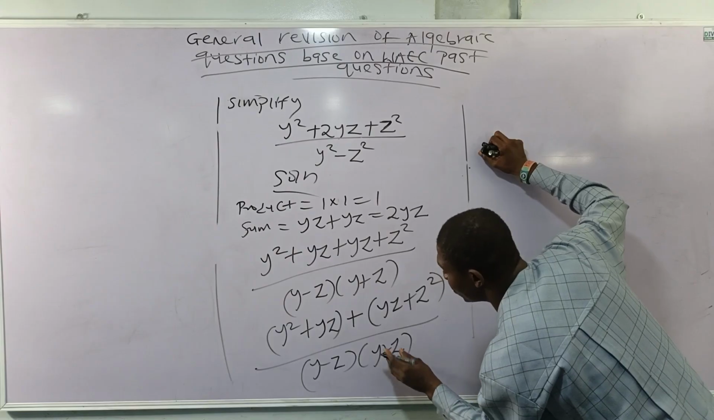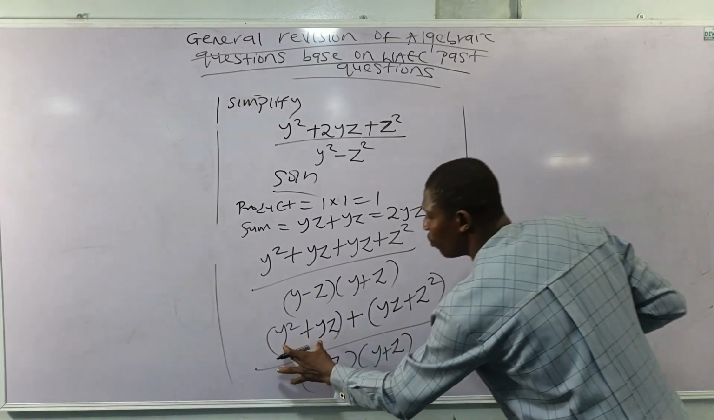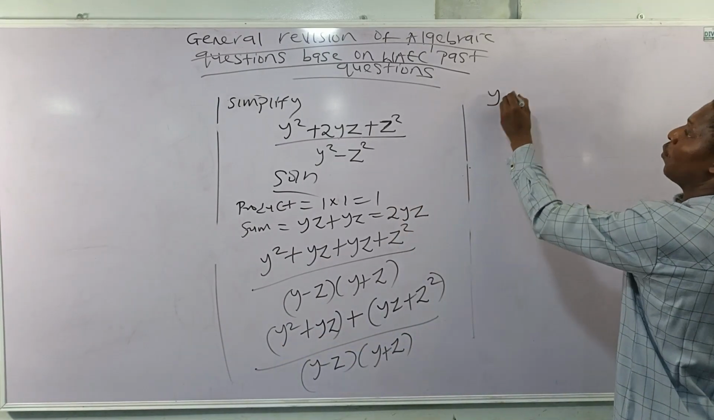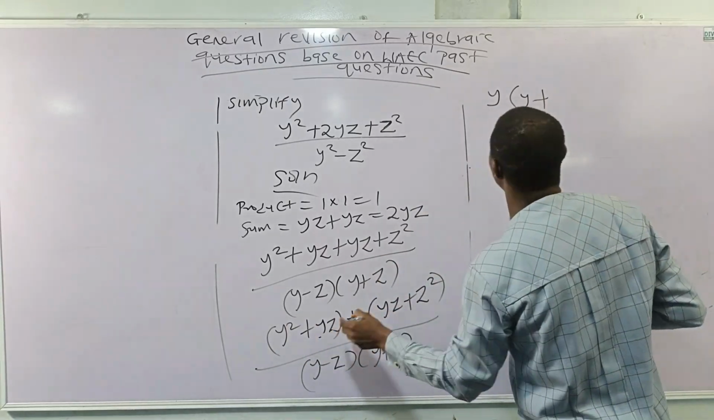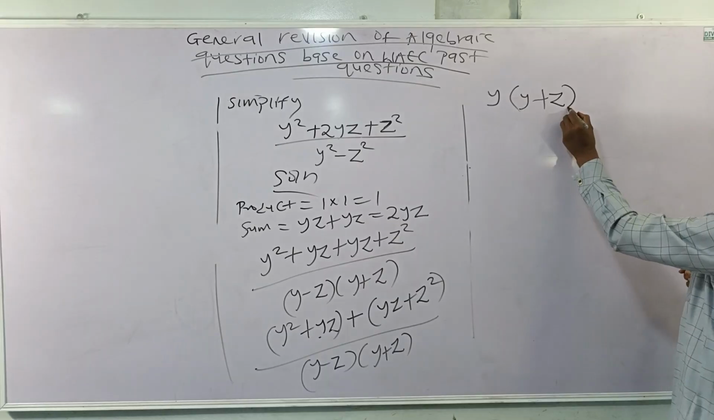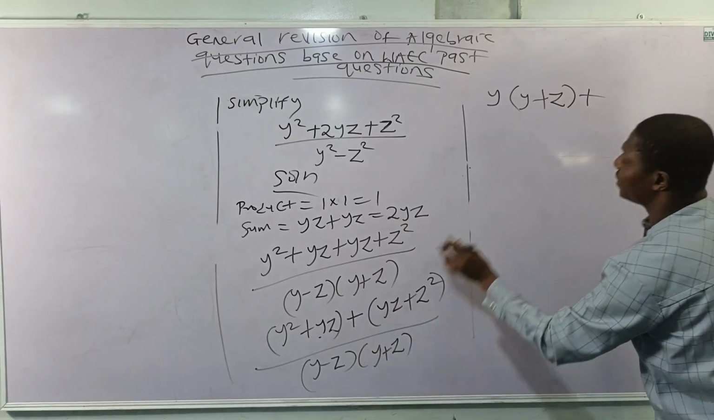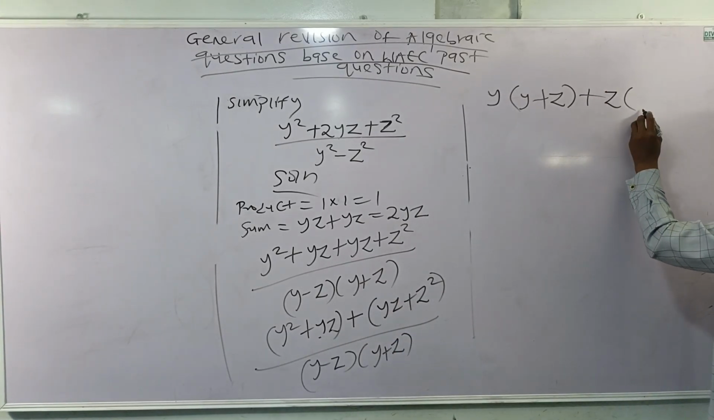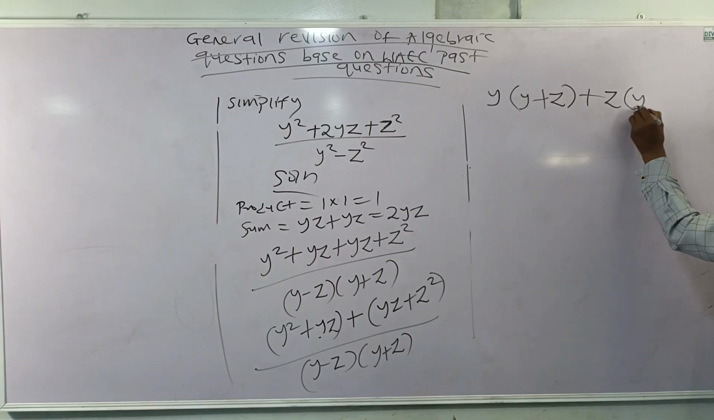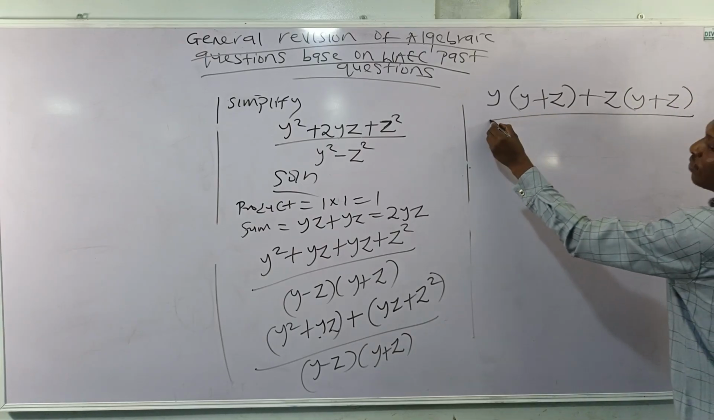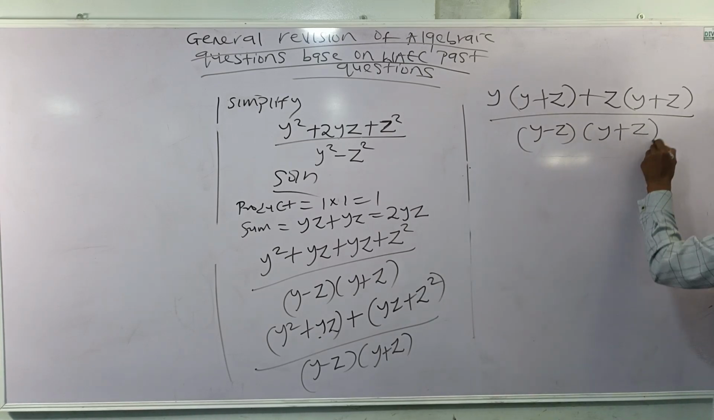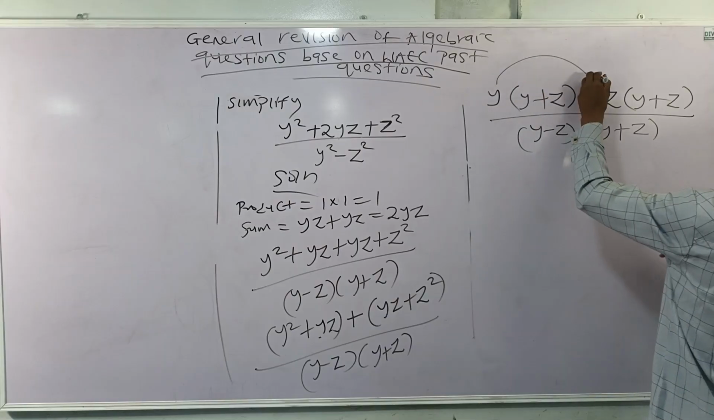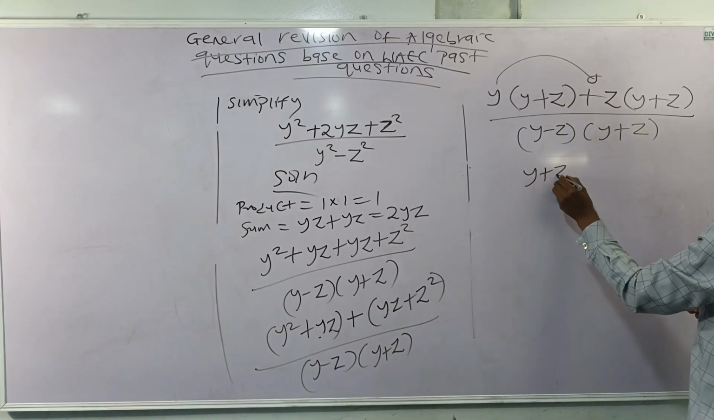Now, what's common here is y. Y squared divided by y will give me y. And yz divided by y will give me z. Plus, what's common here is z. I'll have z bracket, yz divided by z will give me y. Plus, z squared divided by z is z. All over y minus z and y plus z. Bracketing, we have this combined with this, so we have y plus z.